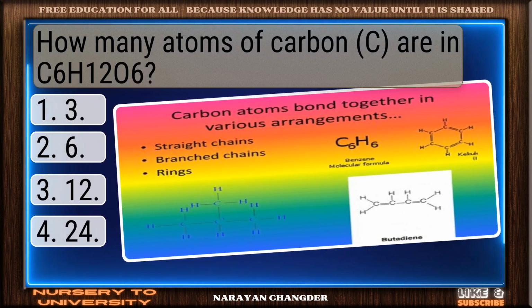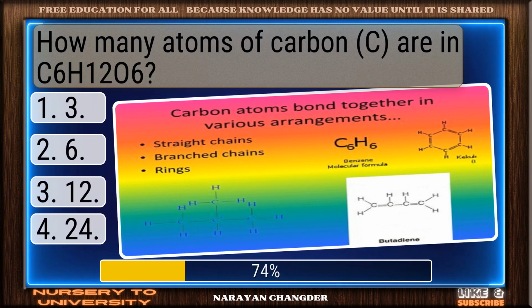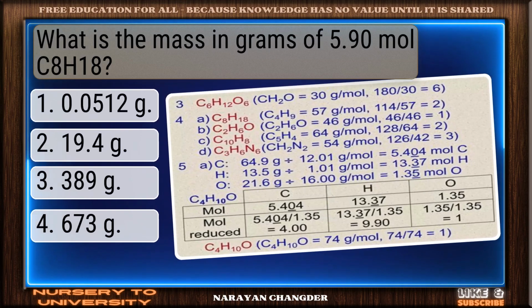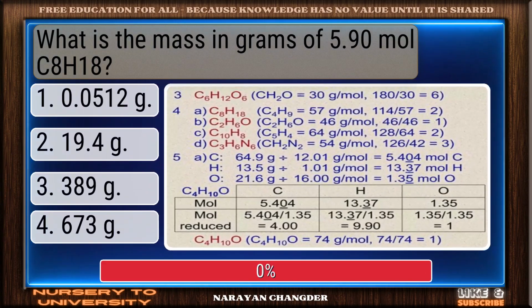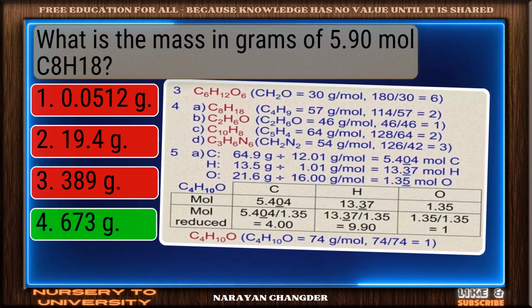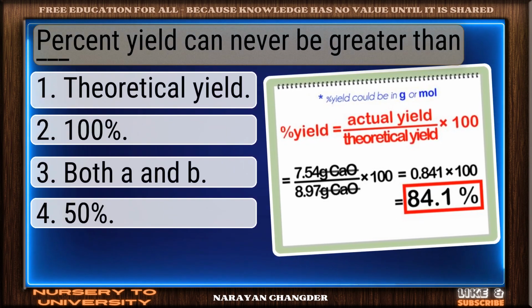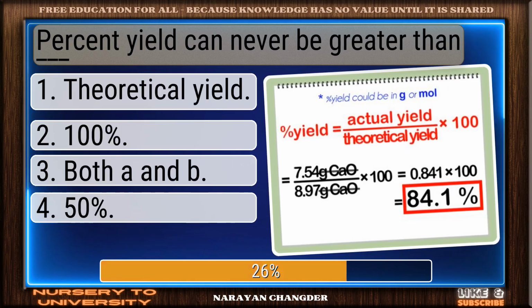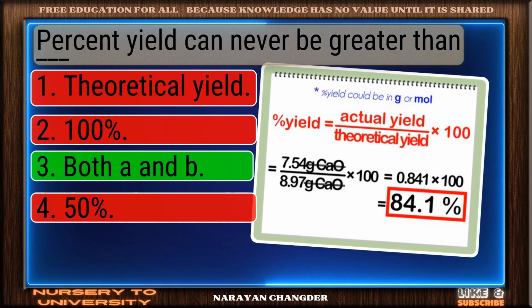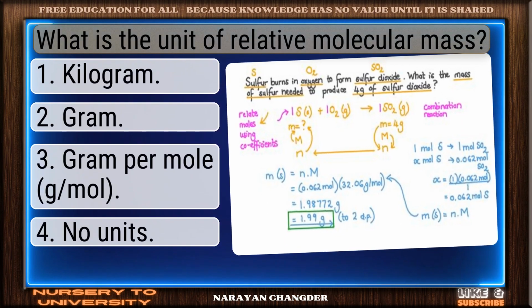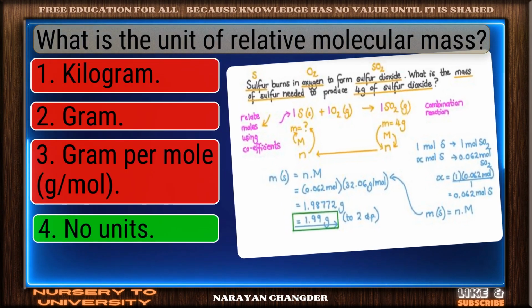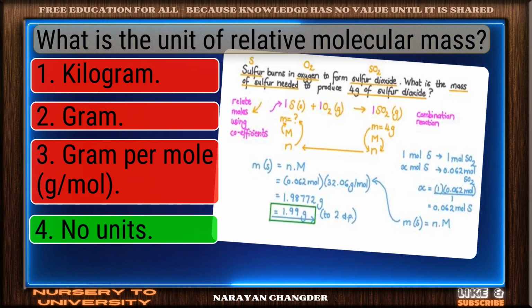How many atoms of carbon are in C6H12O6? You got it. Your choice 6 is right. What is the mass in grams of 590 mol C18? Nice work. You chose 673 g and it is correct. Percent yield can never be greater than dash. You're right. Both A and B is the correct answer. What is the unit of relative molecular mass? Well reasoned. No units is the correct choice.